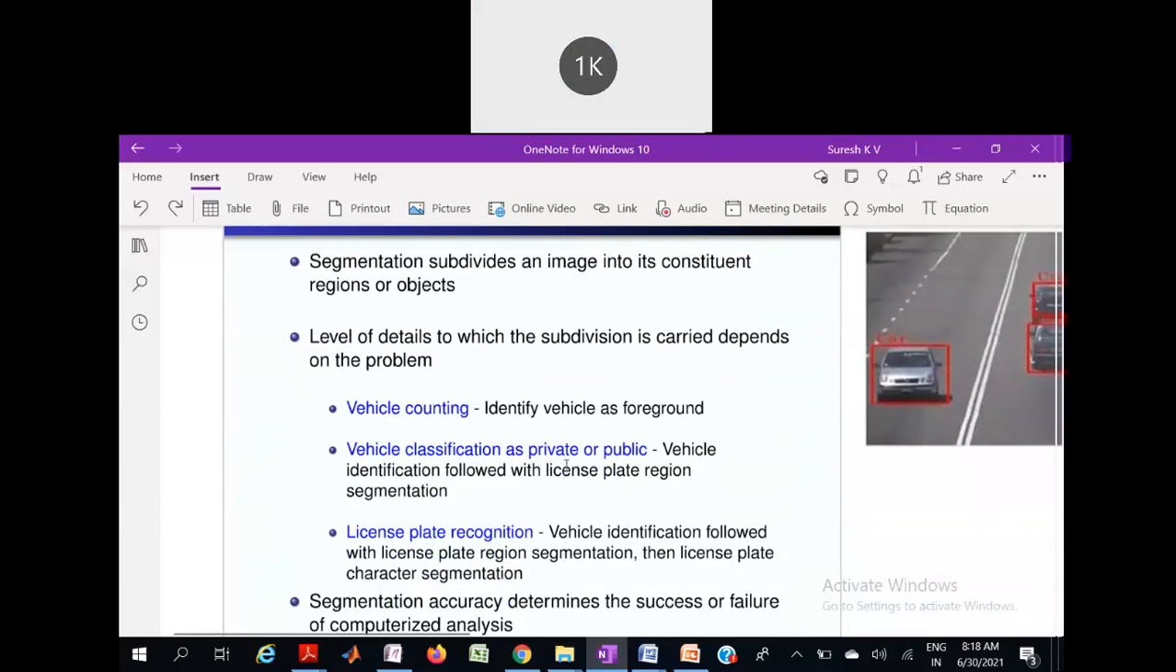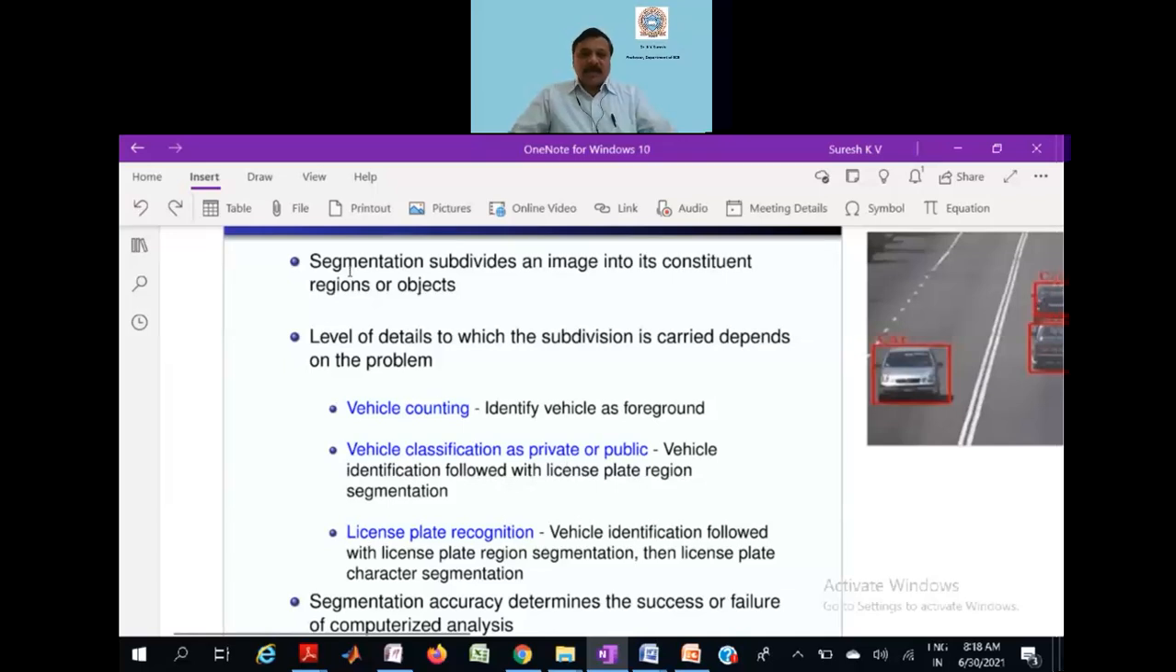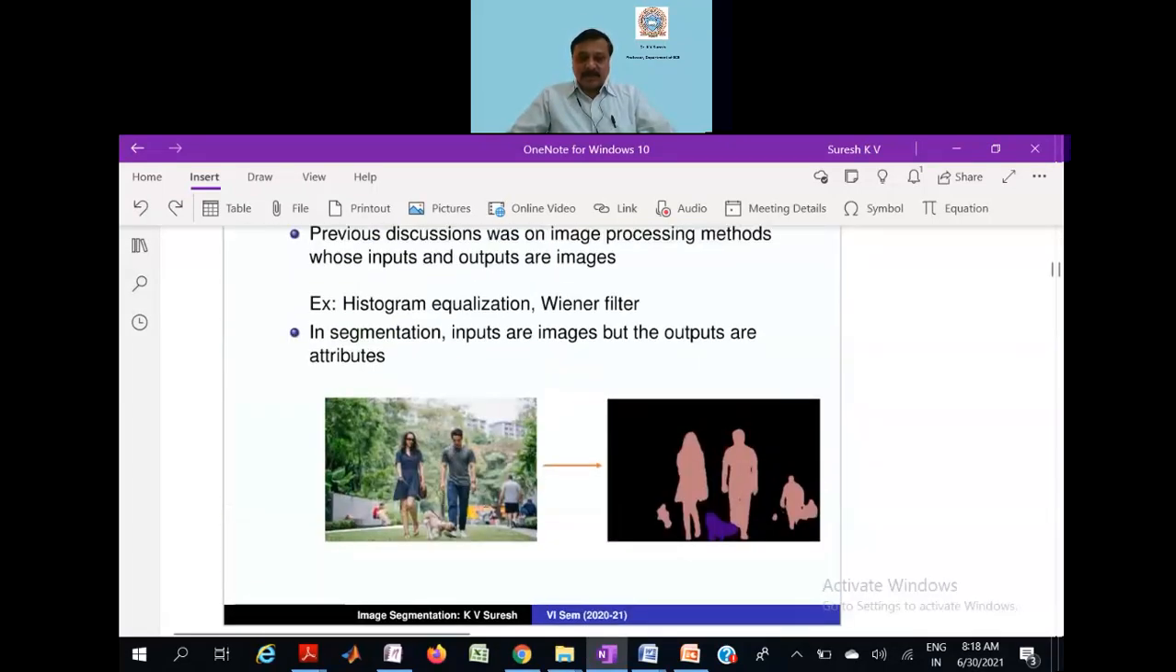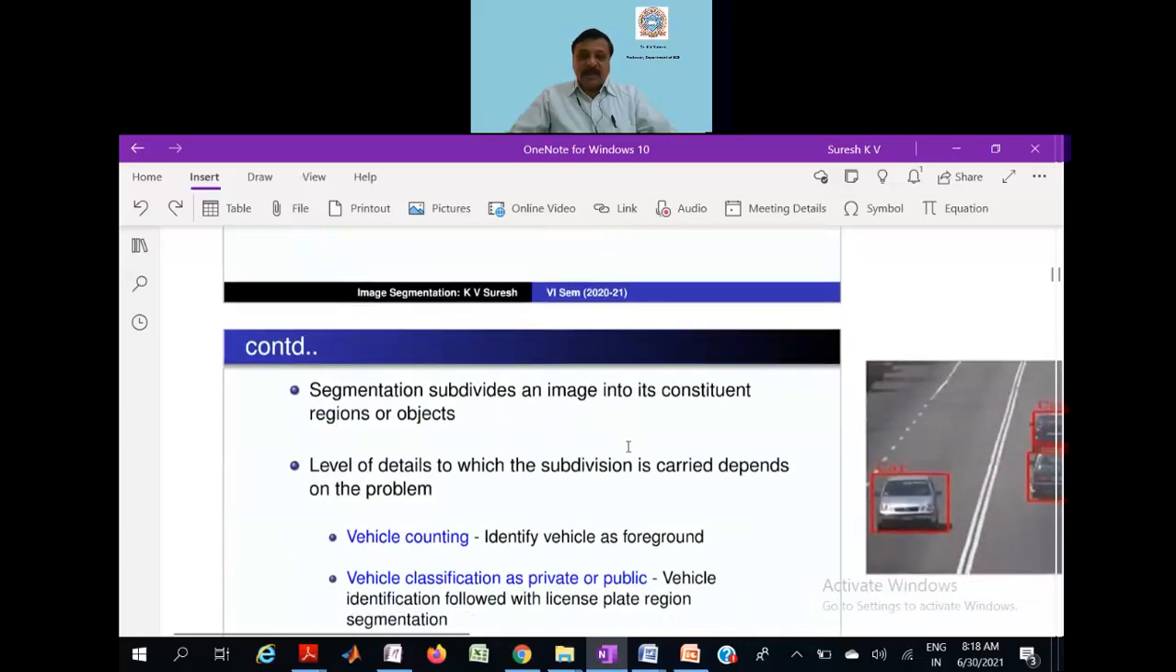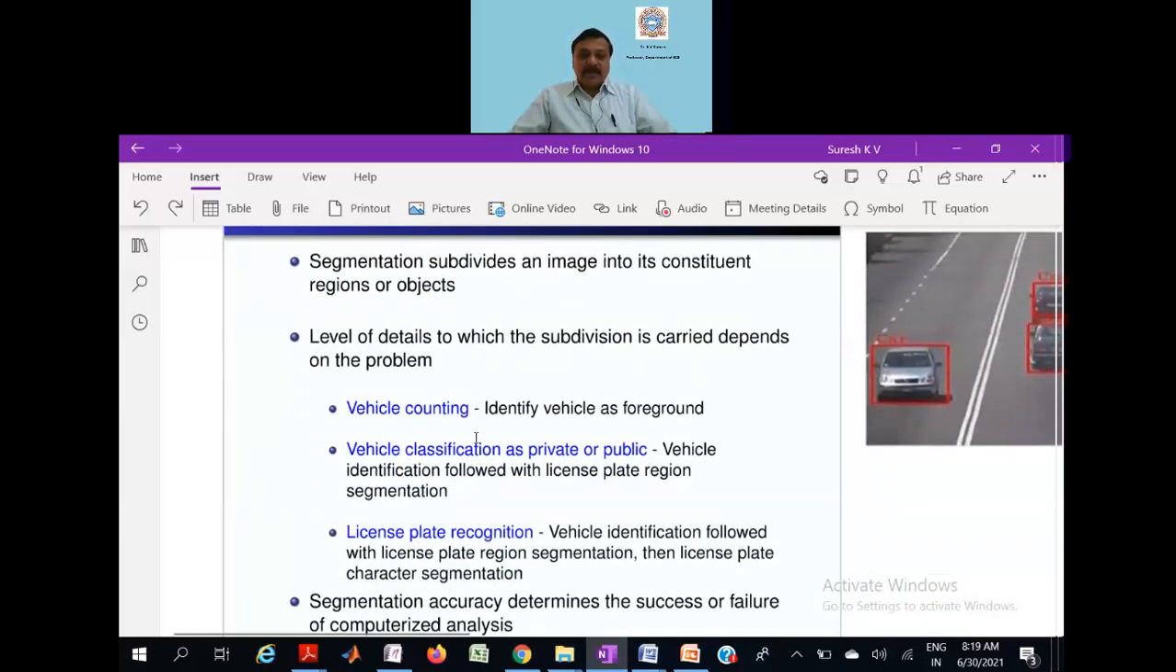So let us try to discuss something more on this. As we said, segmentation is going to subdivide an image into its constituent regions or objects. That's what it has done here. If you carefully observe here, all human beings are given some color, and this animal is given another color. So you are just dividing it into its constituent regions or objects. Now the level of detail to which the subdivision is carried out depends on the problem. That means whatever problem you are trying to solve will decide to what level I should do this subdivision.